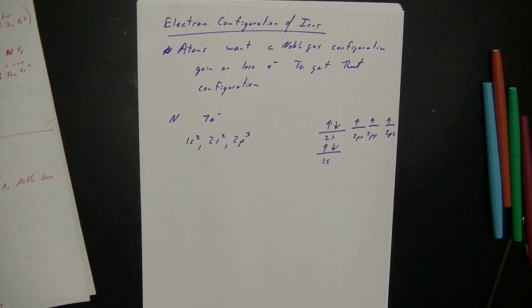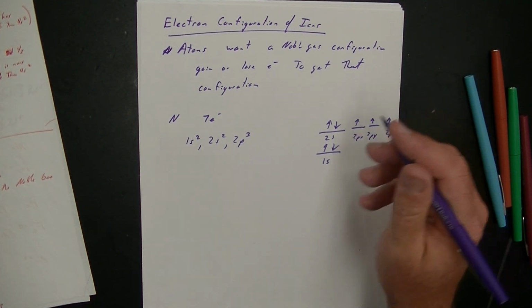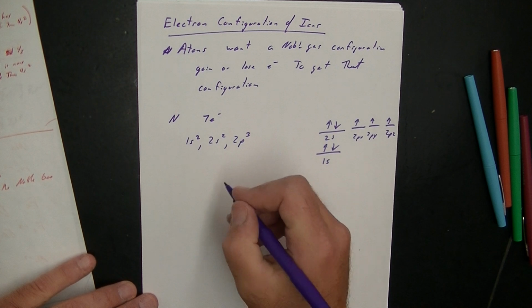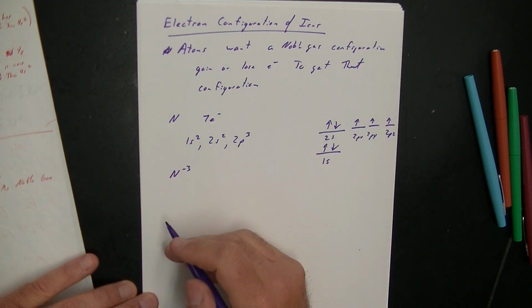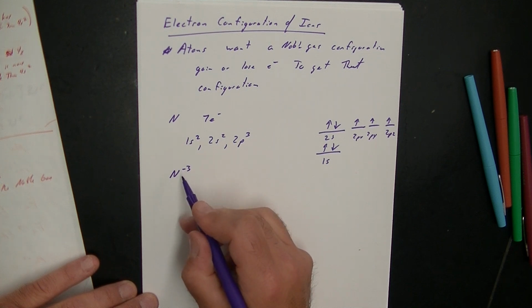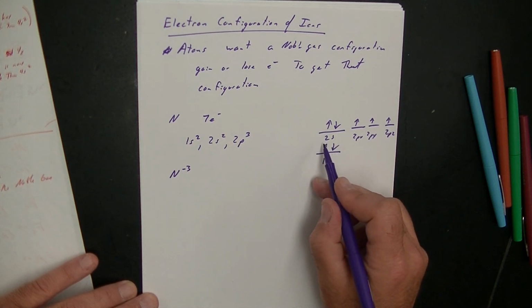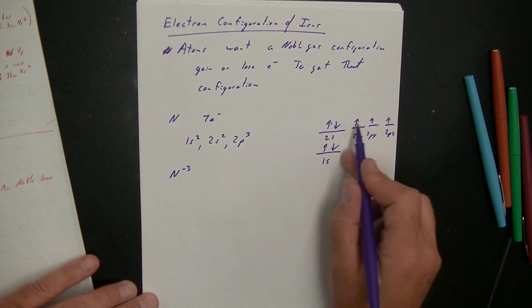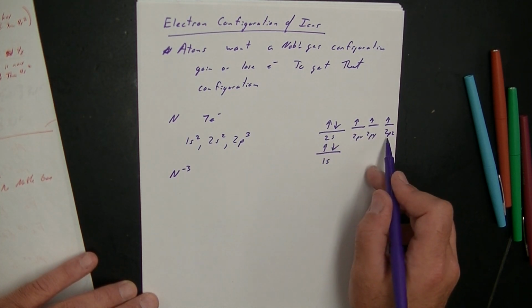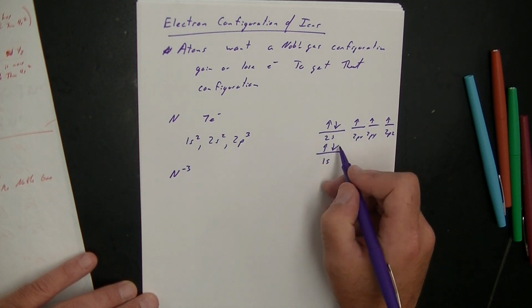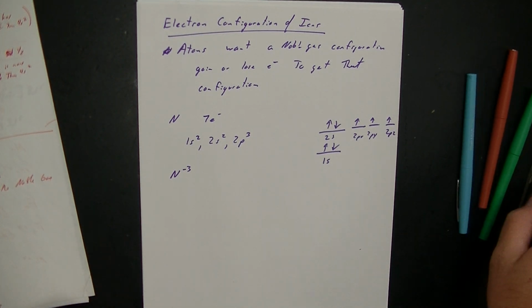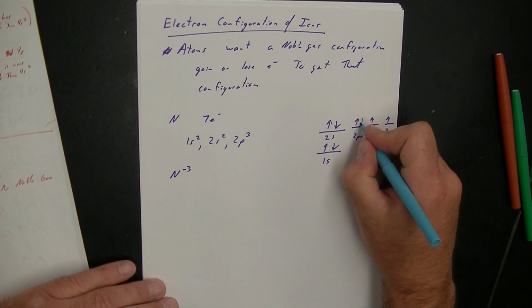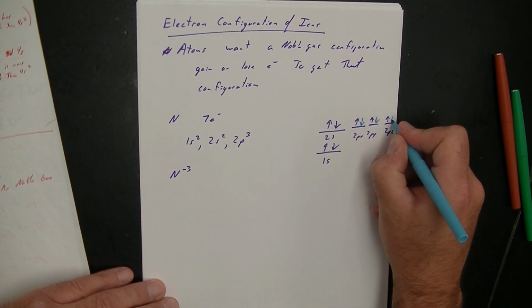It wants a noble gas configuration. Nitrogen will do different things, but usually nitrogen becomes a -3 when it becomes an ion, which tells us it's gaining 3 electrons. Why does it want to become -3? It wants the valence electrons to be 8. So it's going to either gain or lose electrons to get those 8 electrons. In this case, it's going to gain 3 electrons. One will go there, one will go there, and one will go there.